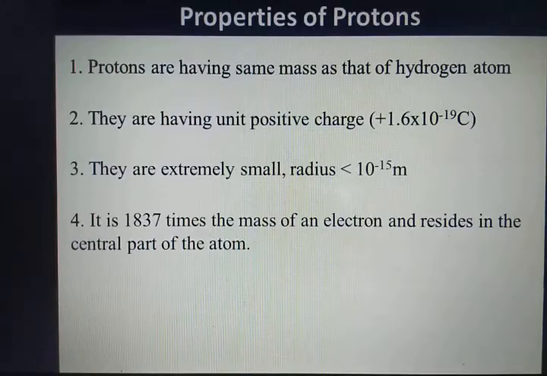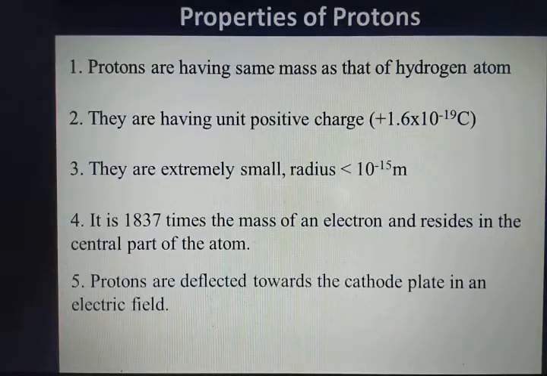So these are a few properties of protons. Protons are deflected towards the cathode plate in an electric field. Why the cathode plate? Because the cathode is negatively charged and the proton is positively charged. So protons get deflected towards the negative plate in an electric field.